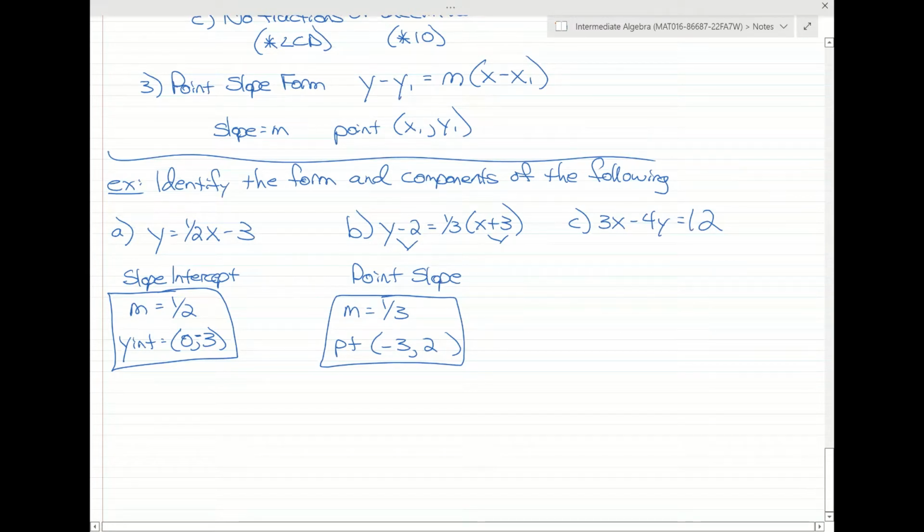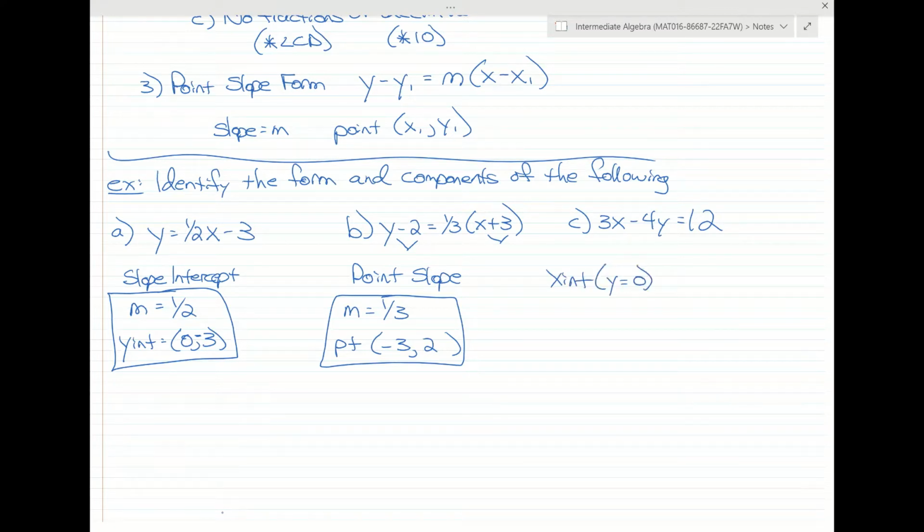And it looks like that last one would be standard form, because the x and y are together, a is positive, and there's no fractions or decimals. When we talk about components, one thing that we can get from this is the x-intercept by making y 0. We could also get the y-intercept by making x 0. With y 0, we get 3x minus 4 times 0 is equal to 12. 3x would be 12, so x is 4. The x-intercept would be 4, 0.